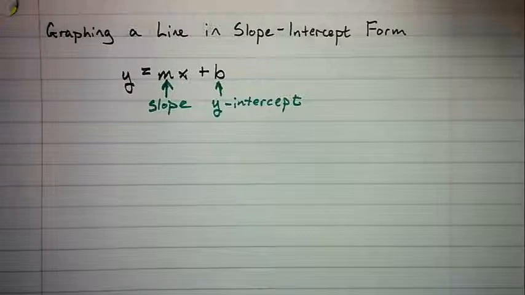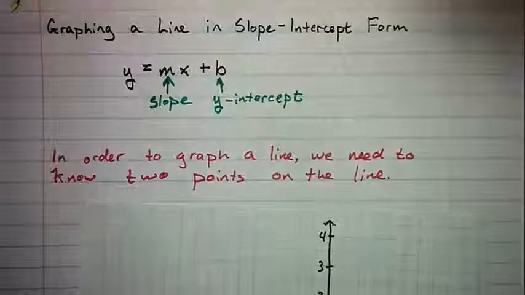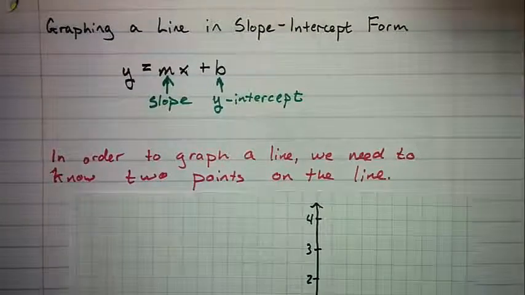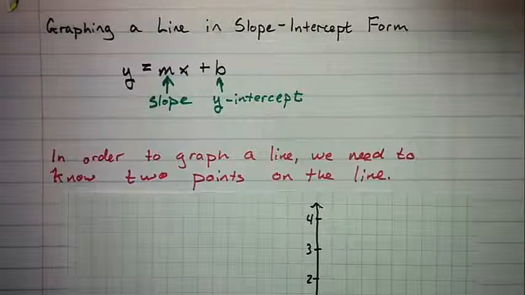Well, in general, in order to graph a line, we just need to know 2 points on the line. Why? Well, we know from geometry that 2 points fix a line. Once we know 2 points, there's only one line like that. So let's see how we can use the slope-intercept form to get our 2 points on a line.